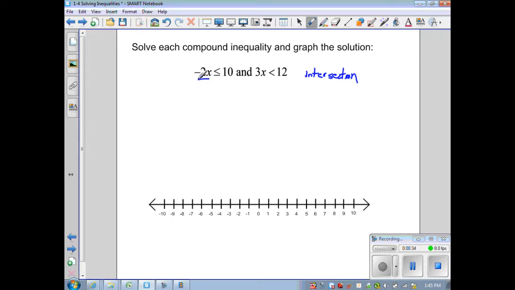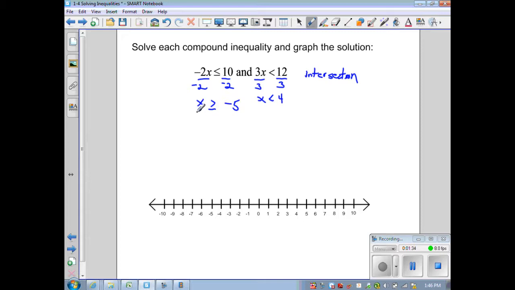We need a positive 1 coefficient on the left, so let's divide by a negative 2. When I do that, I'm going to get x, and on the right, 10 divided by a negative 2 is a negative 5. Recall from the properties of inequalities that when I multiply or divide by a negative value, I'm going to flip or reverse the symbol, so I'm going to end up with x is greater than or equal to a negative 5. On the right, I'm going to end up with 3x is less than 12, divide both sides by 3. That gives me x is less than or equal to 4.